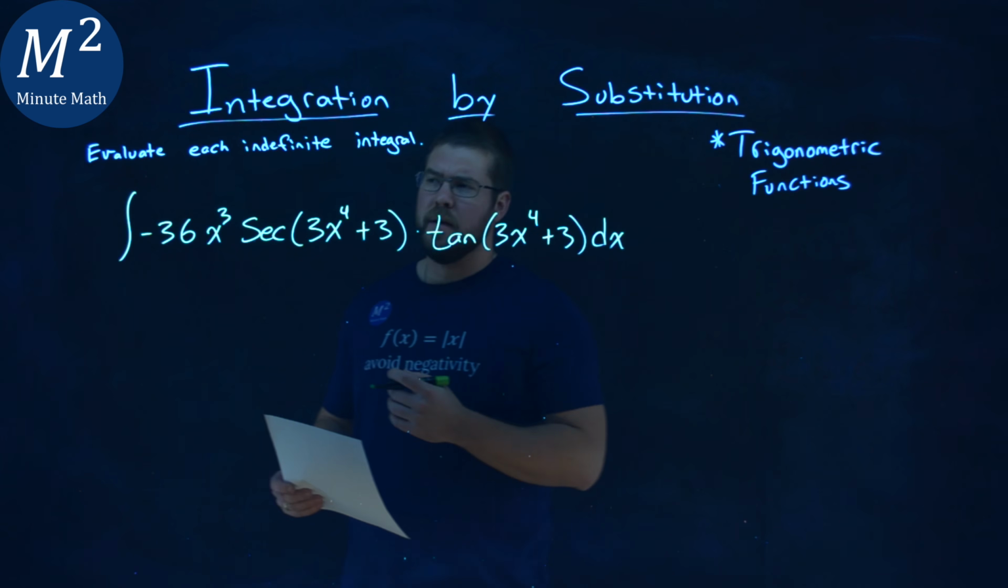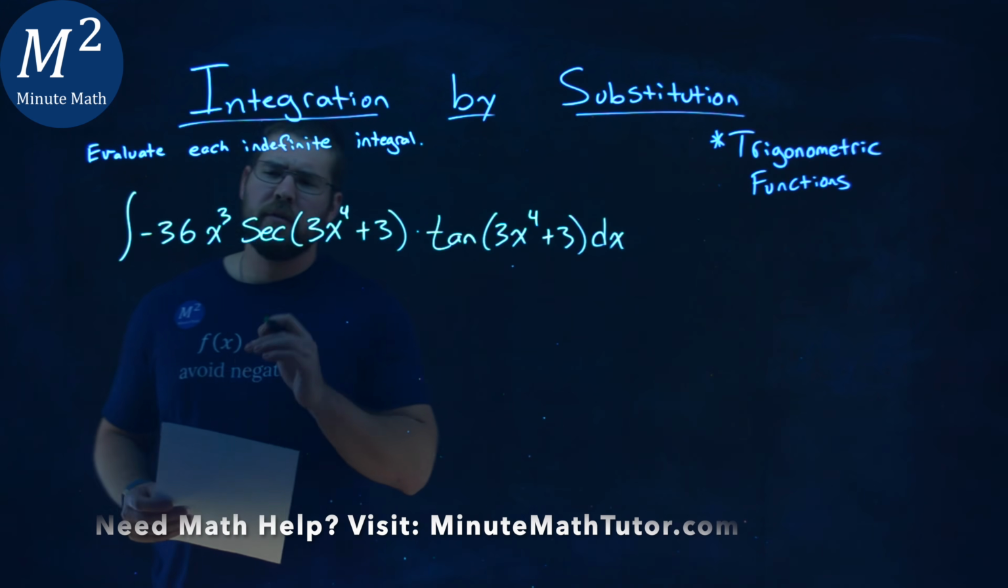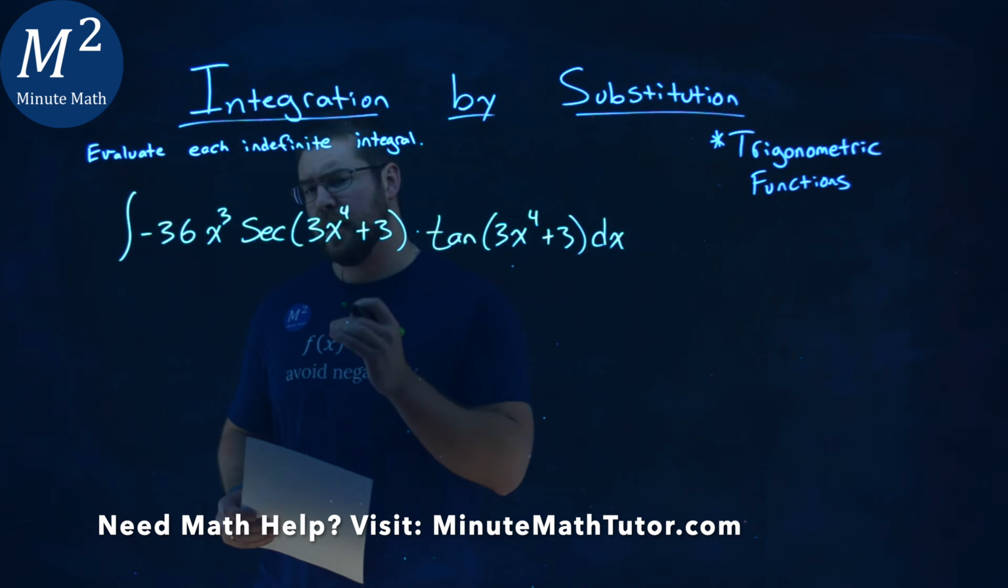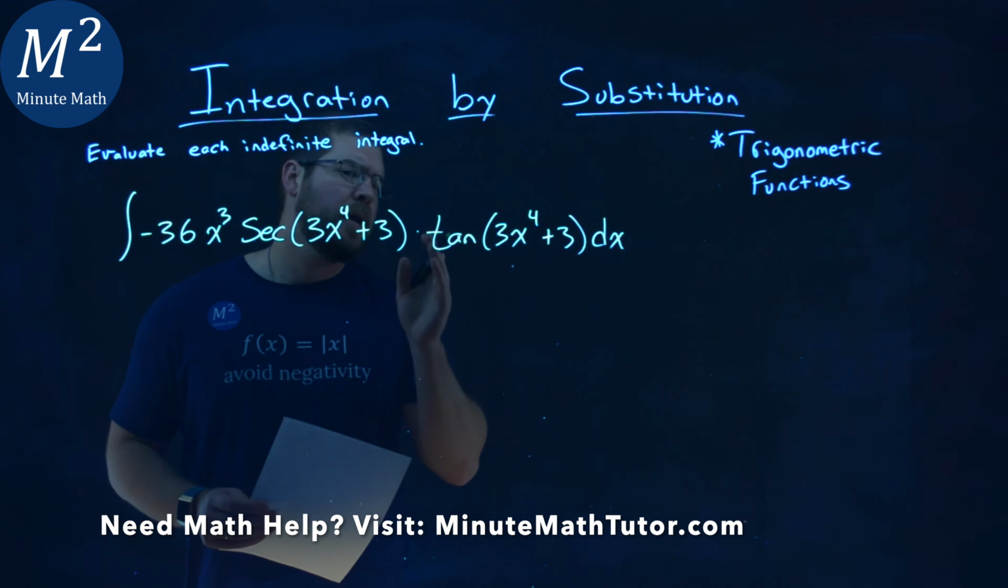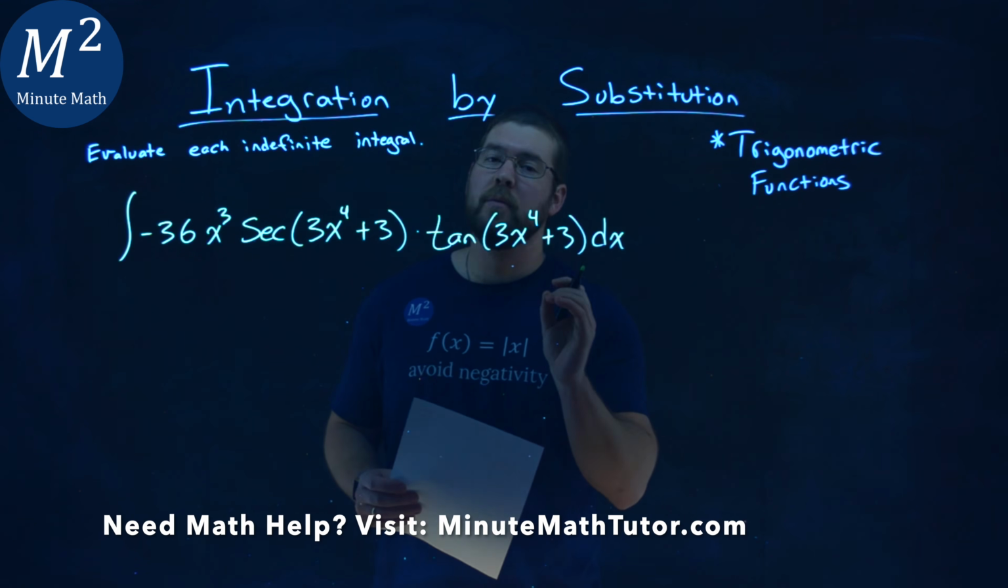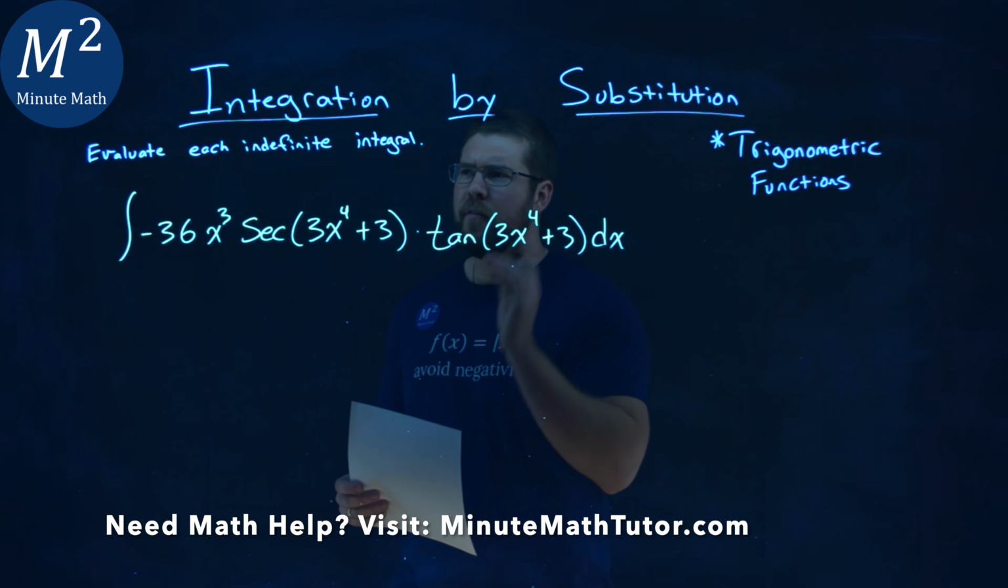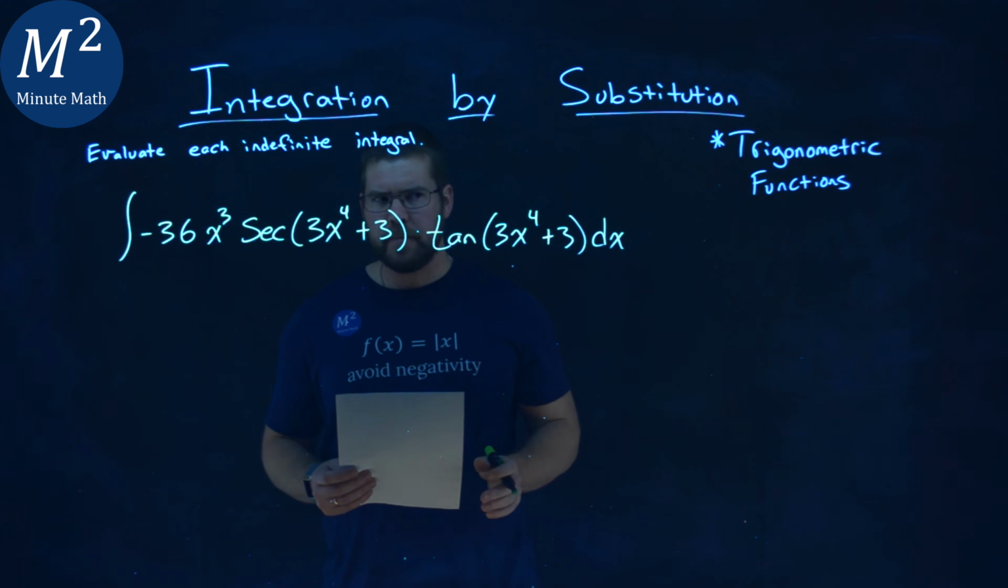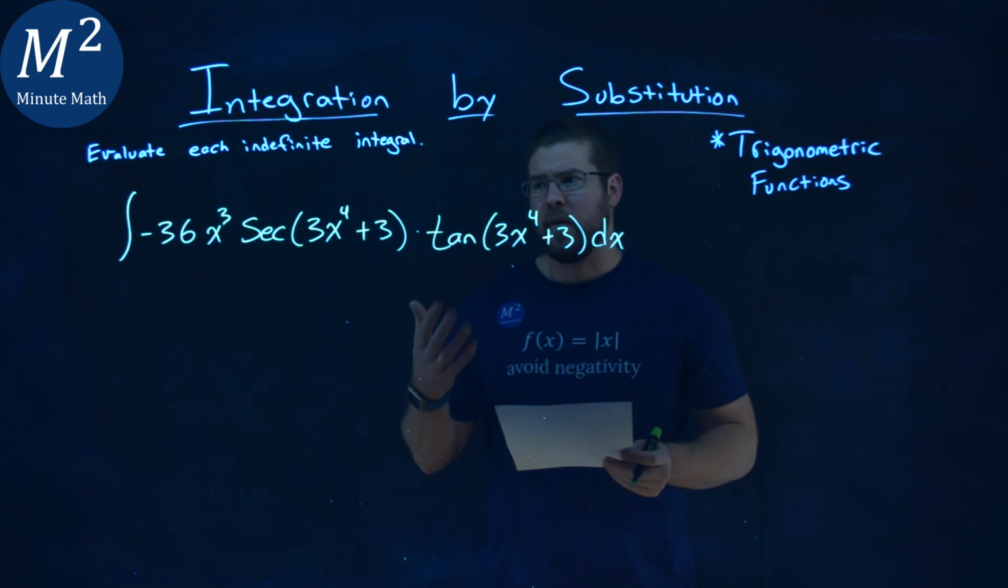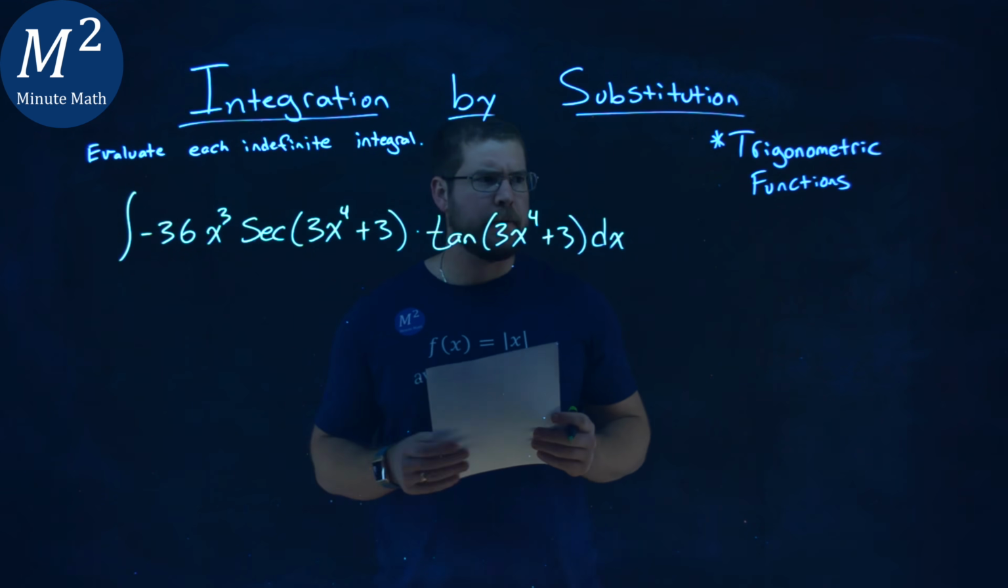We're given this problem right here, the integral of negative 36x to the third power secant of 3x to the fourth plus 3 times the tangent of 3x to the fourth plus 3 dx. And we have to evaluate this indefinite integral. Well, the first thing I want to do is find a u value here.